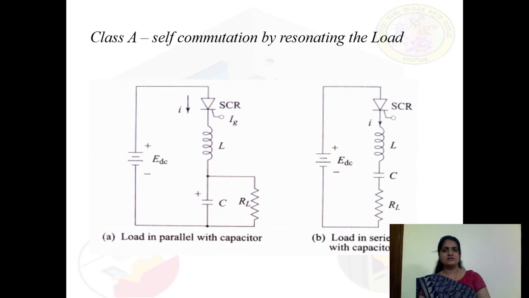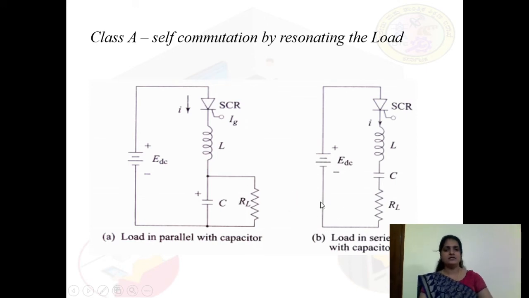This diagram gives the information about class A, self-commutation by resonating the load. It is a technique to turn off the thyristor, where the SCR is connected, and for this we connect the load in parallel with the capacitor. This is the RL load where C is connected. This will be helpful to turn off this thyristor, called resonating the load.